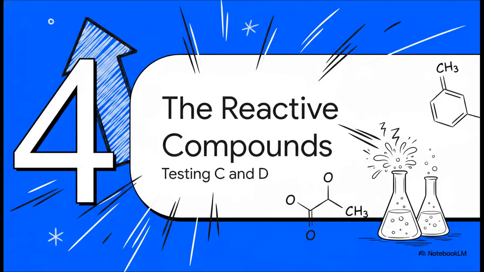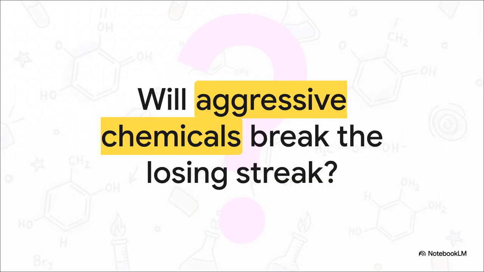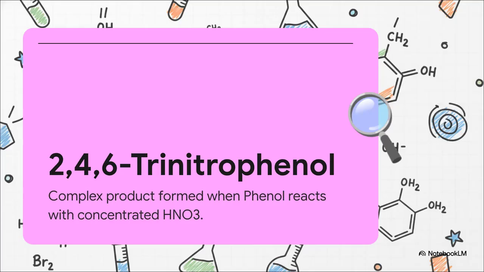Which brings us to Section 4, the reactive compounds. So, we've seen 2 candidates completely fail to provoke phenol. Our concentrated nitric acid, option C, and ethanoyl chloride, option D, finally going to break this losing streak? I mean, these are traditionally much more aggressive chemicals in organic synthesis. Will they have the power to actually force phenol to react? Spoiler alert, they absolutely do.